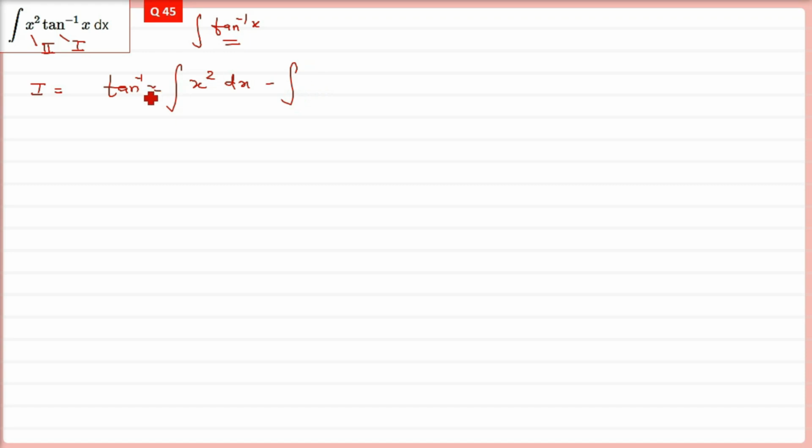Integration of, now inside this integration there will be two terms. First will be the differentiation of tan inverse x, that is the first function, and the integration of the second function, which is x square dx. Now once this is done, these both separate entities will be multiplied and the result will be integrated again. So this x square is going to give you x cubed by 3. That's a simple integration. Tan inverse x remains as it is.